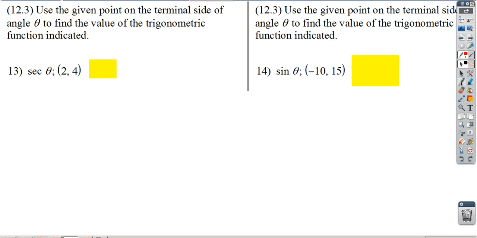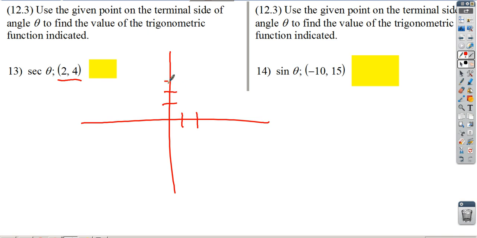Okay, 13 and 14 involve using a graph to find the terminal side, to find the value of the trig function. So this is the point 2 comma 4. So let's draw that point. Puts us right here. Okay. And the question is, what is the secant? Secant is the reciprocal of cosine. So let's just find cosine. And when we do that, we can easily find the secant just by flipping it over.